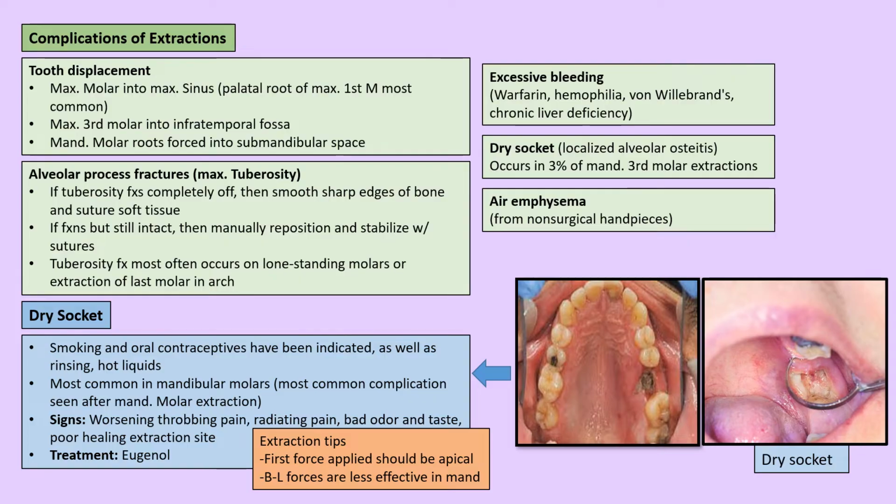Dry socket is mostly seen in mandibular molar extractions, and the patient will have worsening throbbing pain, radiating pain, and bad odor and taste. Very poor healing at the extraction site. So treatment here is not to give any antibiotics, but just do the eugenol dressing to the patient every 2 days until patient becomes asymptomatic.